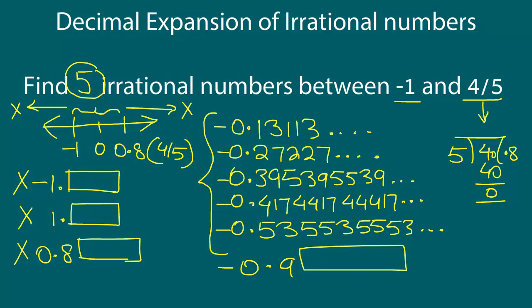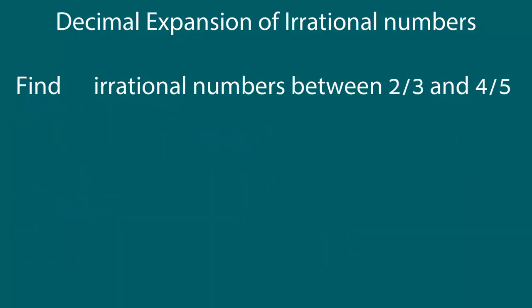Let's take a look at one final example. And this time, let's say we want to find maybe 3 irrational numbers between 2 by 3 and 4 by 5. So again, we are going to first convert them into decimal form. So 2 by 3 will simply mean, let's do a quick division here. So we have 2 divided by 3.